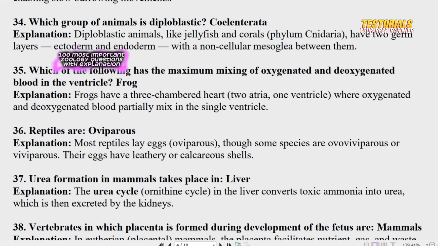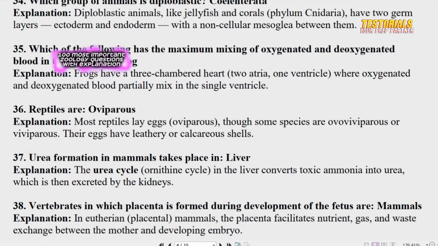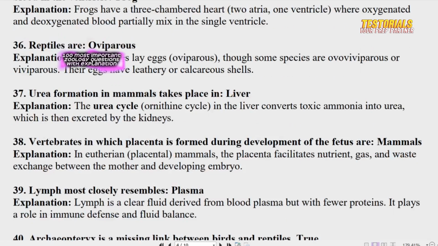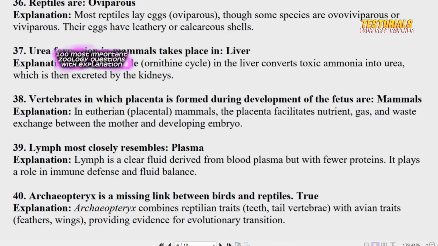37. Urea formation in mammals takes place in liver. Explanation: The urea cycle, or ornithine cycle, in the liver converts toxic ammonia into urea, which is then excreted by the kidneys. 38. Vertebrates in which placenta is formed during development of the fetus are mammals. Explanation: In eutherian placental mammals, the placenta facilitates nutrient, gas, and waste exchange between the mother and developing embryo.